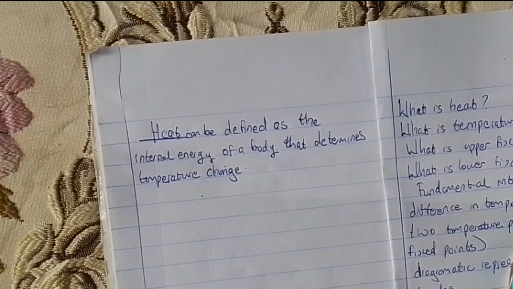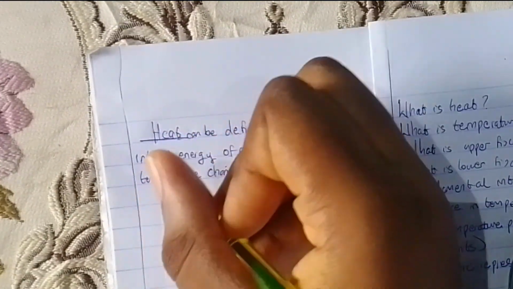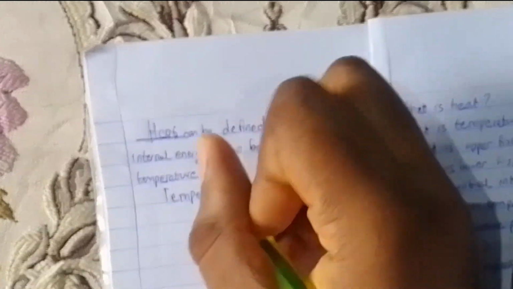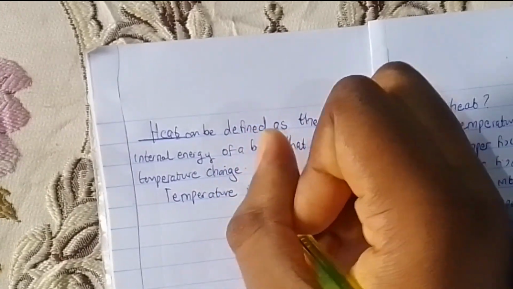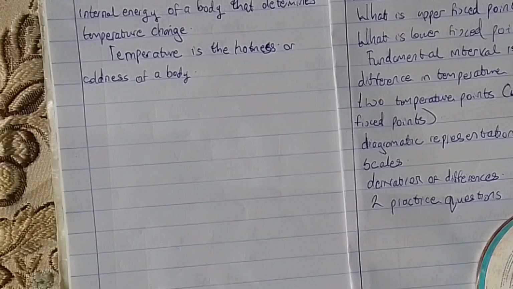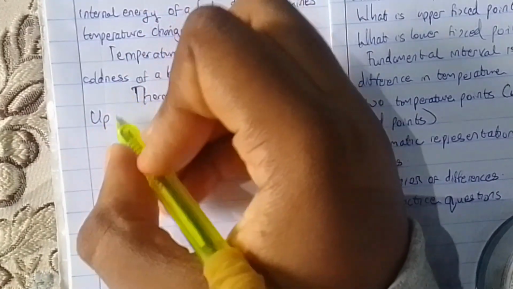Next is temperature. What is temperature? Well, temperature is actually the hotness or the coolness of a body. Basically, how hot or cool a body is. The name of the instrument used for measuring temperature is the thermometer. The thermometer has two fixed points, known as the upper fixed point and the lower fixed point.